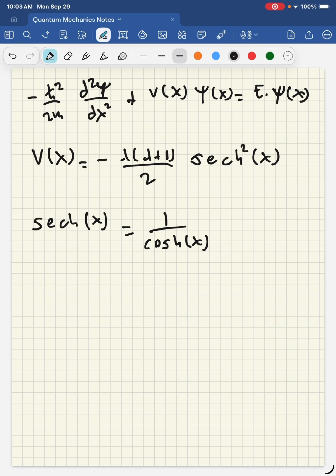And since we have a negative sign, if you plot this, it will look like this. So this is your x-axis and this is V of x. Let's use a red color. It will look like this.